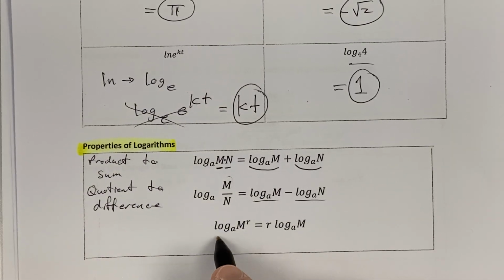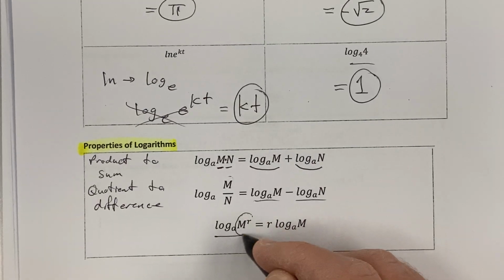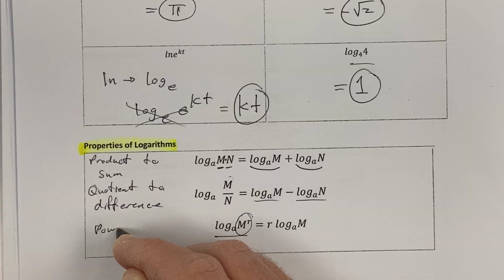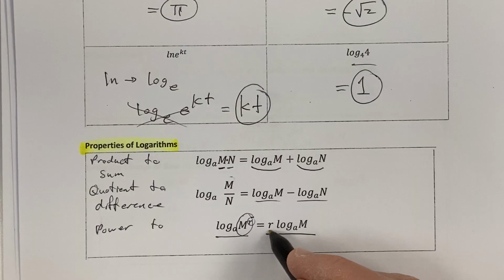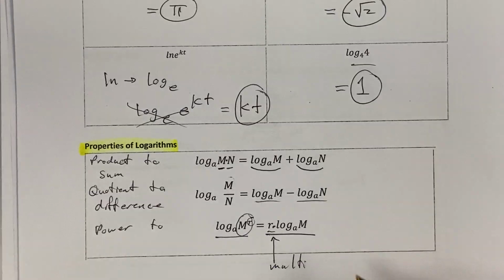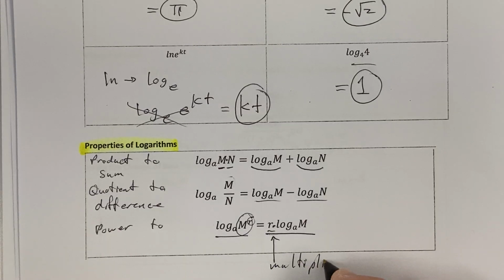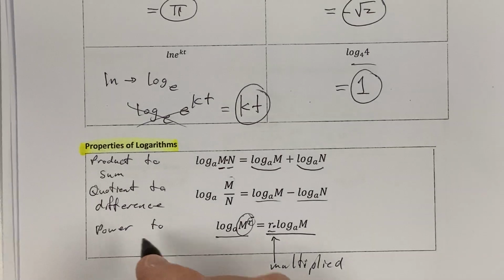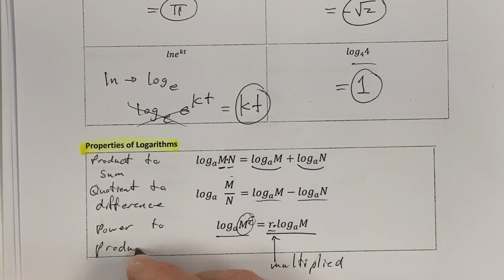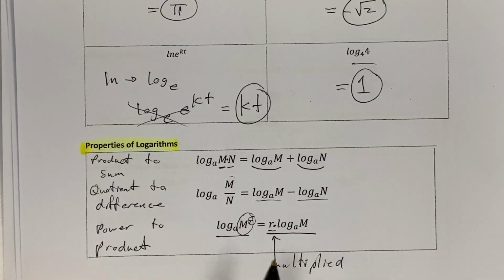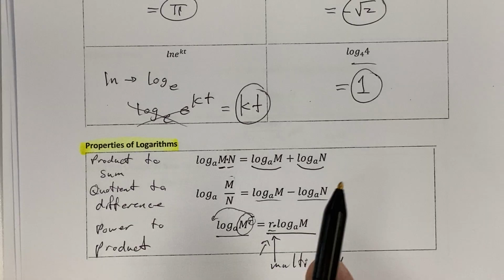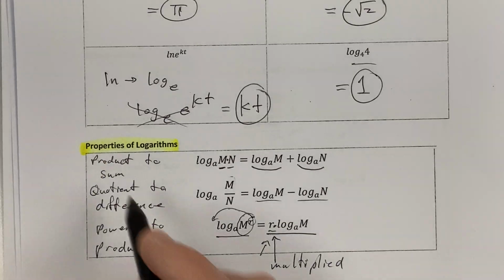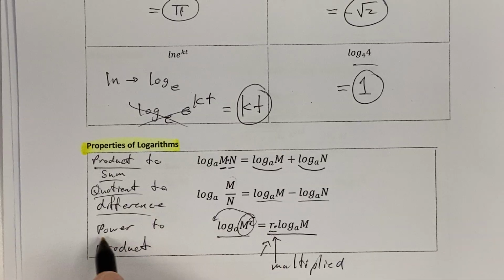Lastly, and this is kind of the most important one, this is the log of something raised to a power. So we could say it's like a power. But what's happening to this little r power? Now it's down in front of the log. It's being multiplied. So this is a power to a product. The other way to think about this is you kind of take the power and you put it down front, like so.